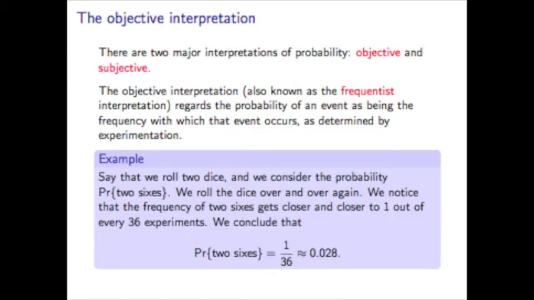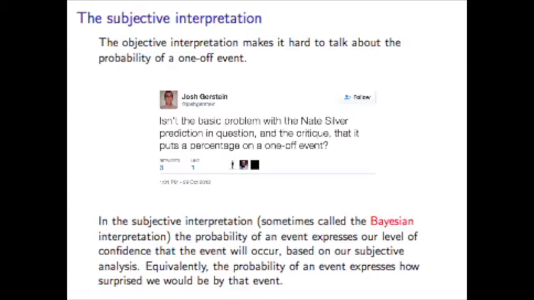So for example, let's assume that we're rolling 2 dice and we would like to know the probability that we will roll 2 sixes. We repeat the experiment by rolling the dice over and over again. And we will notice eventually that the frequency of rolling 2 sixes gets closer and closer to 1 out of every 36 experiments. So in the objective interpretation, we will eventually conclude that the probability of rolling 2 sixes is 1 out of 36, or 1 over 36, which is approximately 0.028.